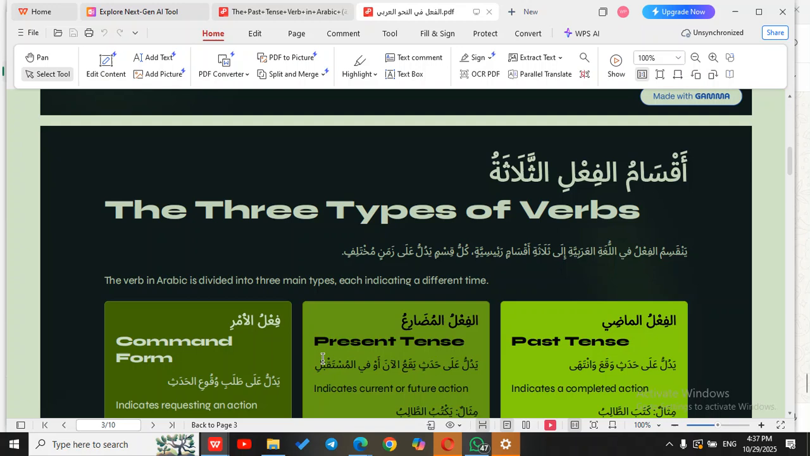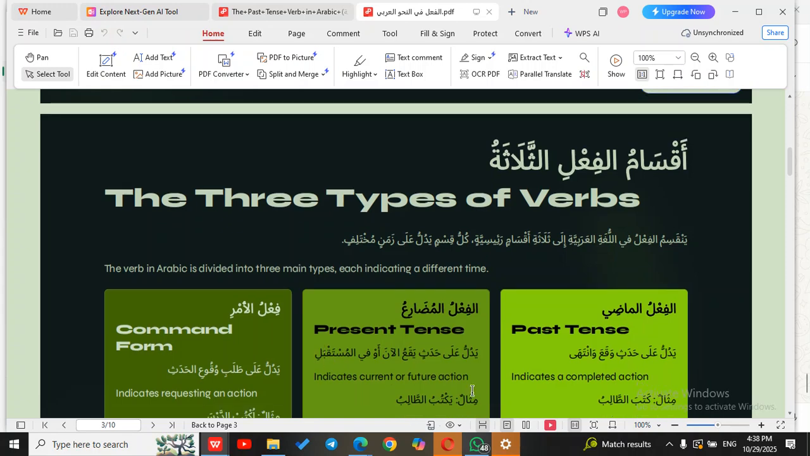الآن ننتقل إلى أقسام الفعل الثلاثة. Now we are going to move on to the three types of verb. ينقسم الفعل في اللغة العربية إلى ثلاثة أقسام رئيسية، وكل قسم يدل على زمن مختلف. The verb in Arabic is divided into three main types, each indicating a different time.